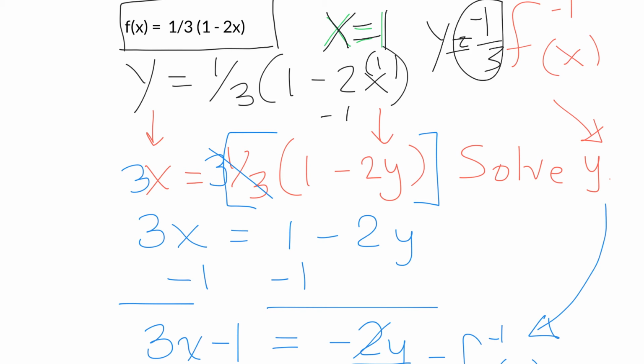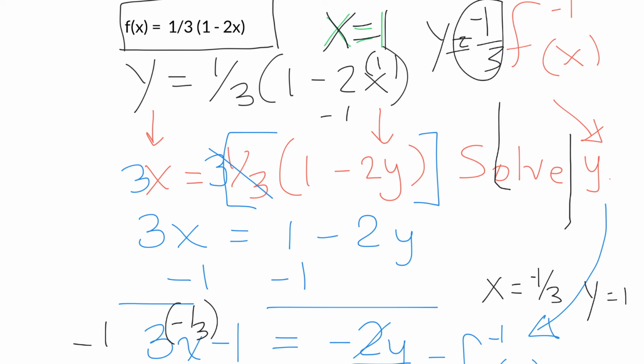So in my inverse function, I'm going to use x equals negative 1/3. And what should y be? If this is correct, the value of the function should be 1 because I started with 1. So let's plug in negative 1/3 here. 3 times negative 1/3 is negative 1. Negative 1 minus 1, divided by negative 2.